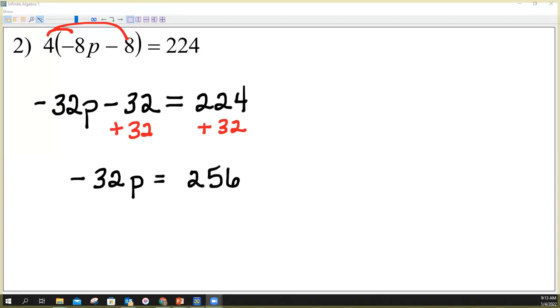which gives you negative 32p equals 256. And now take your calculators, take 256 divided by negative 32, and you should get that our answer is negative 8.